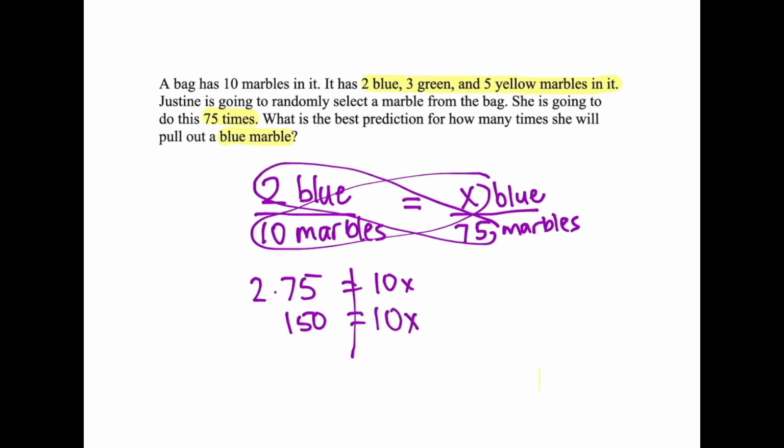The next step is to divide by 10 so that we can isolate that variable and get X by itself. But what you do to one side, you must do to the other. 150 divided by 10 is 15. So if we drew a marble out of the bag 75 times, we could predict that we would get a blue 15 times.